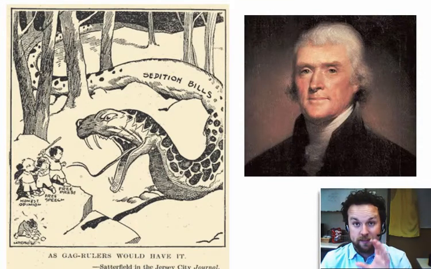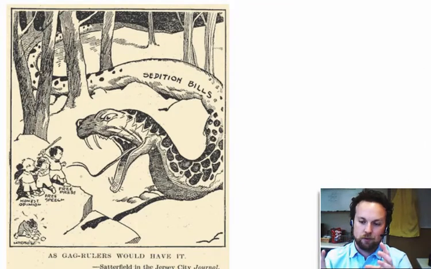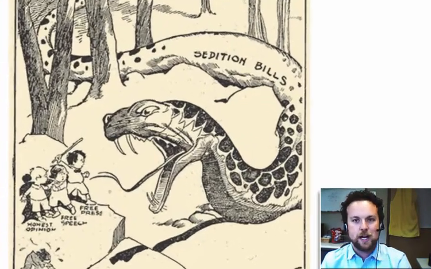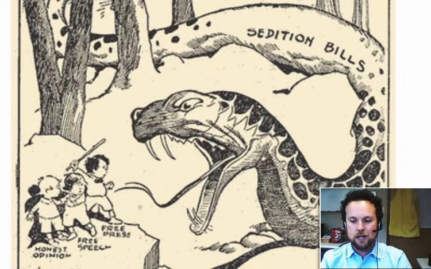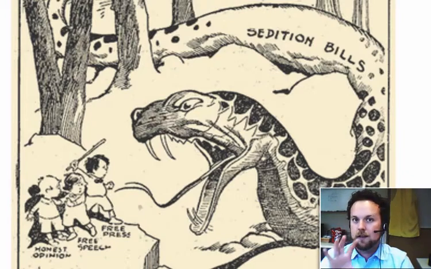And specifically, we've talked about this in Chapter 9, but he despised the Sedition Act. And the Sedition Act, this is a cartoon from that time period that shows the Sedition Act as being a monster that's going to devour human rights, honest opinion, free speech, and the free press. And he just absolutely hated the Sedition Act, and fortunately it actually expired before he took office. So when he took office, he pardoned anybody that had been put in prison because of violating the Sedition Act.